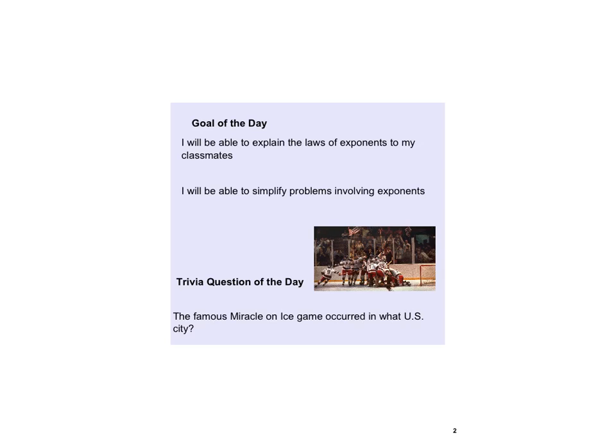Question on the bottom: the famous Miracle on Ice game occurred in Lake Placid, New York. If you went right to that when we got onto this slide.